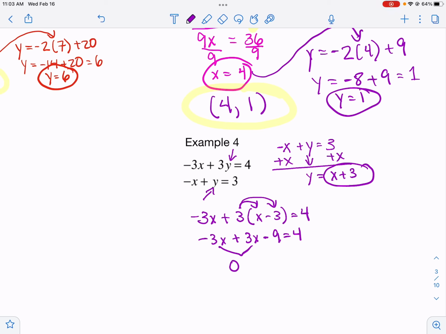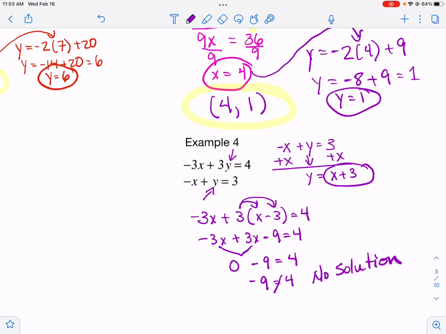And now I have minus 9 equals 4. So here's what this is saying. This is saying minus 9 equals 4, and they don't equal. So that is not true, and this is an example of no solution.